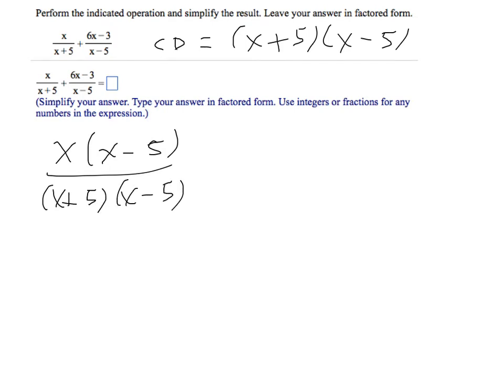and I need to multiply the second fraction by x plus 5 on the top and bottom.